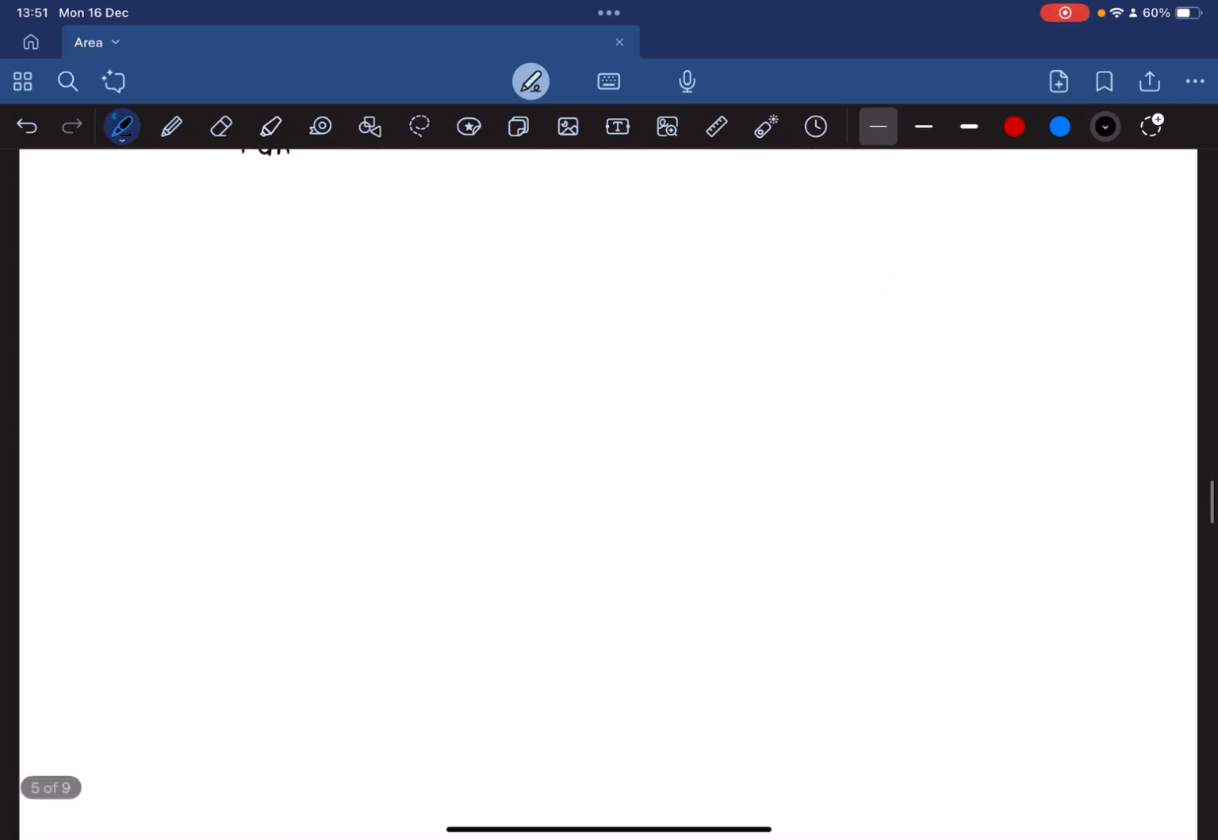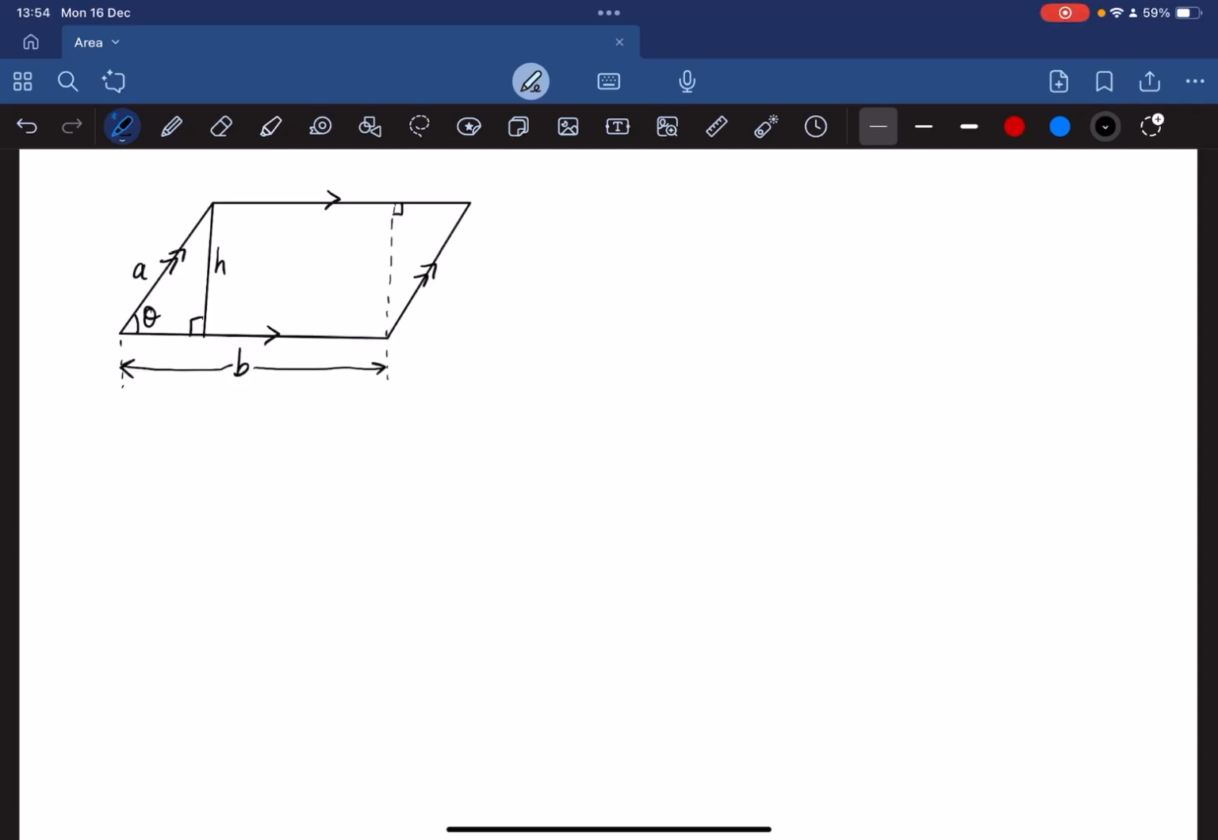Moving on, I'm going to look at the parallelogram. This is an example of a parallelogram. A parallelogram has got two sides that would be parallel. So if this side and this side, they are parallel, and this side and this side, they are parallel. It has got two pairs of sides that are parallel. The formula for finding the area is the base times the height. But from what we have here, the height is an unknown value. So we have to find the height first.